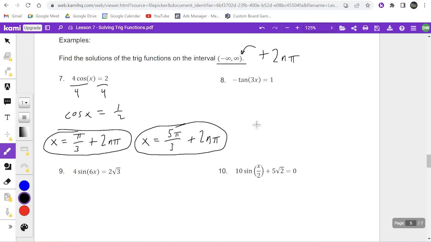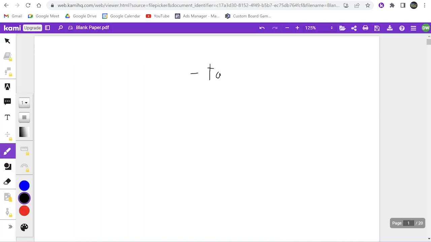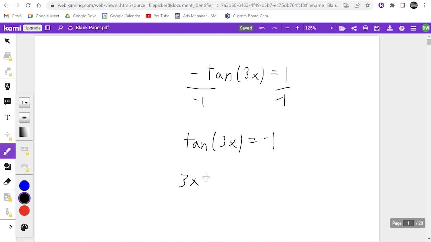Okay, good. Next we have tangent. Tangent has a special property that I'm going to be explaining, but here's the problem. So first thing I need to do is divide both sides by -1 to get rid of the negative sign. So that means tangent of 3x equals -1. Now, here's what I'm going to say. Take the arctangent of both sides, so 3x equals, when does tangent equal -1? It's at two numbers. The first one is pi over 4. Well, not pi over 4, because that would be +1. If I want -1, I need to be in quadrant 2.